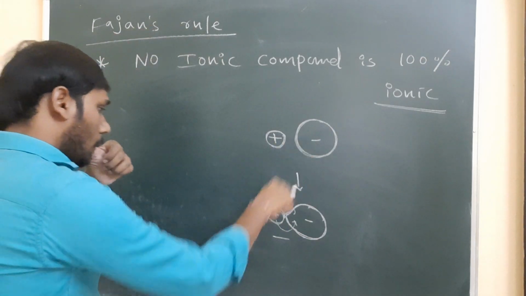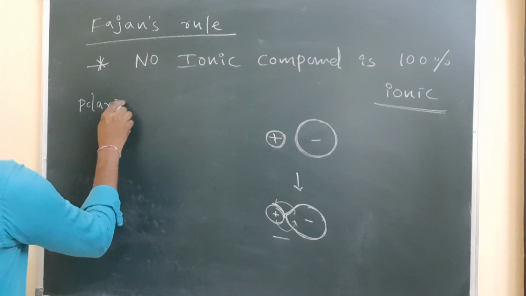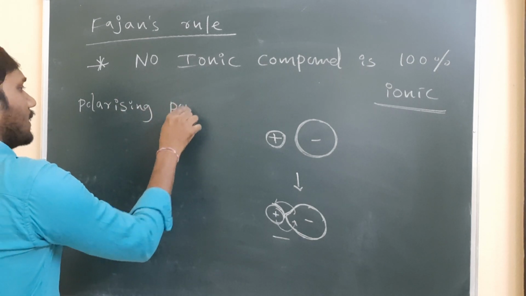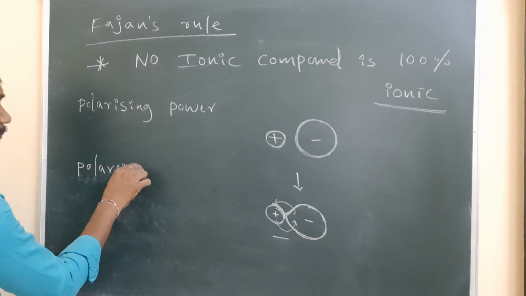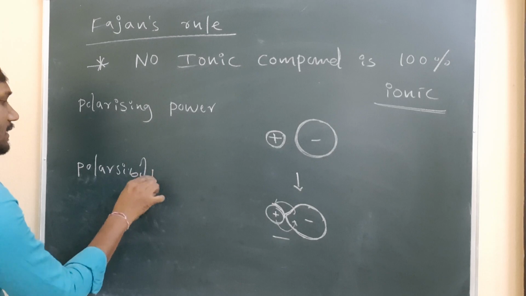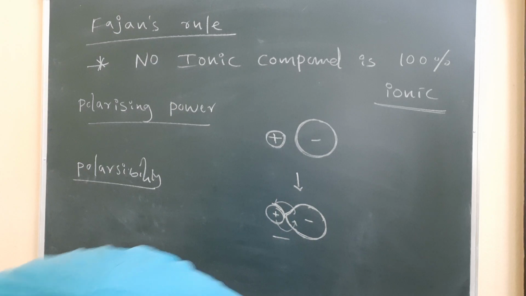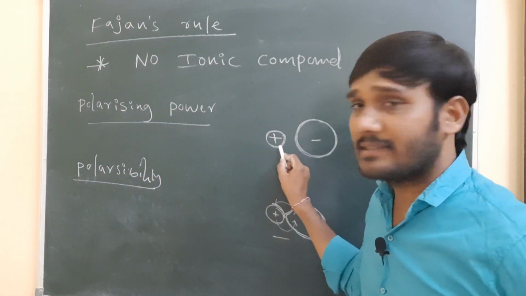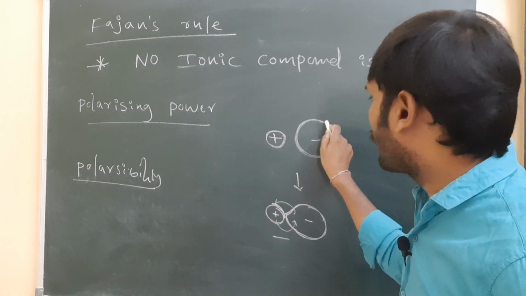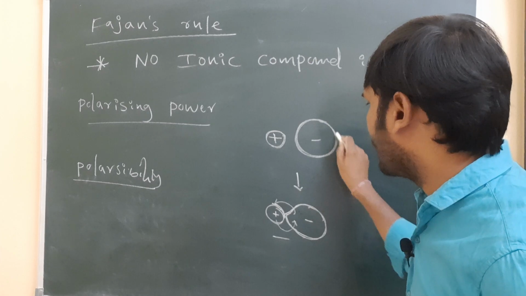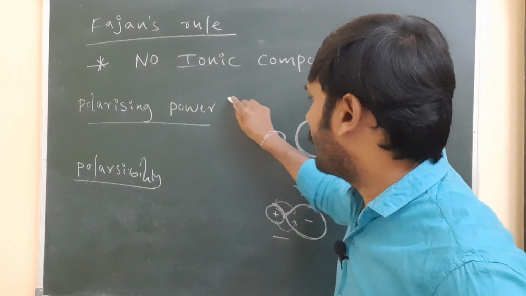Now, these two characters we can explain with the help of two definitions. One is polarizing power, the other is polarizing ability or polarizability. So what is the polarizing power? Polarizing power is the capacity of the cation to attract or polarize the nearby anion. The capacity of the cation to polarize the nearby anion is called polarizing power.